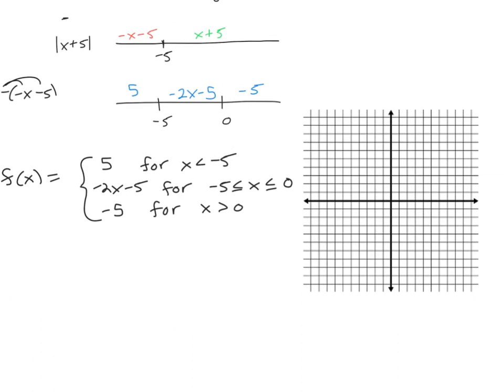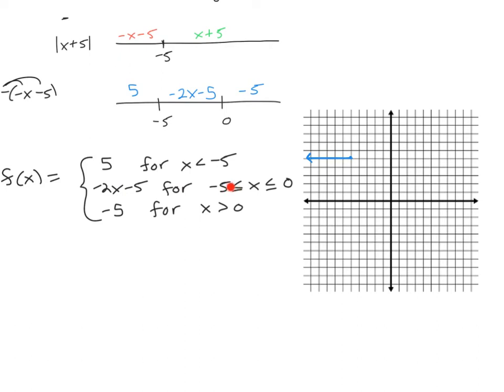Okay, so we always start at our critical points. For to the left of negative 5, we have a constant function at 5. So that is going to look like this. Now I'm going to look at my linear portion.